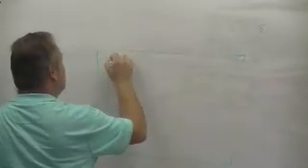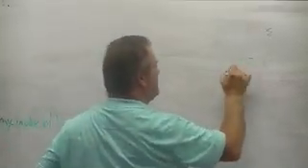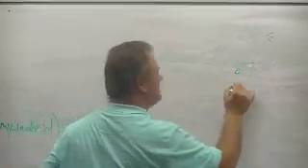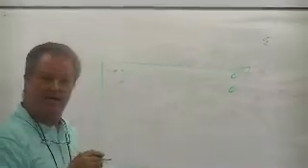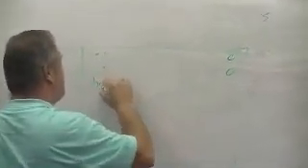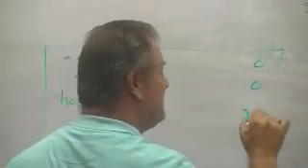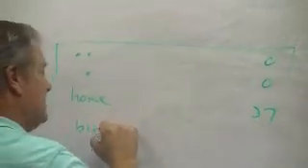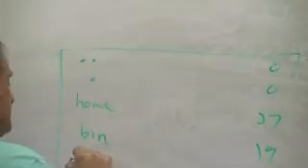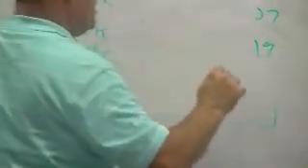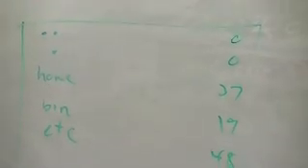If I visioned it, I would see dot, dot, 0, dot, 0, right? Then I would have home, 37, bin, 19, etc, 48, like that.